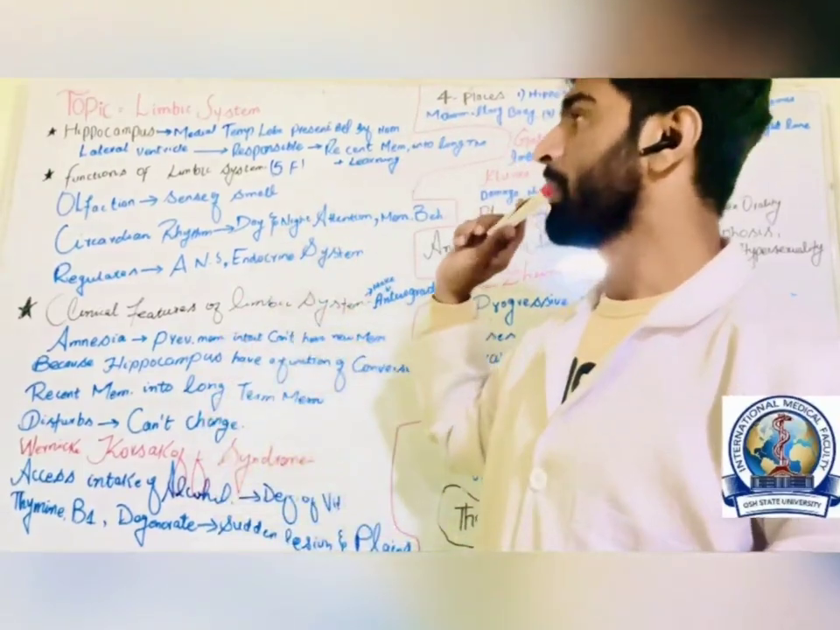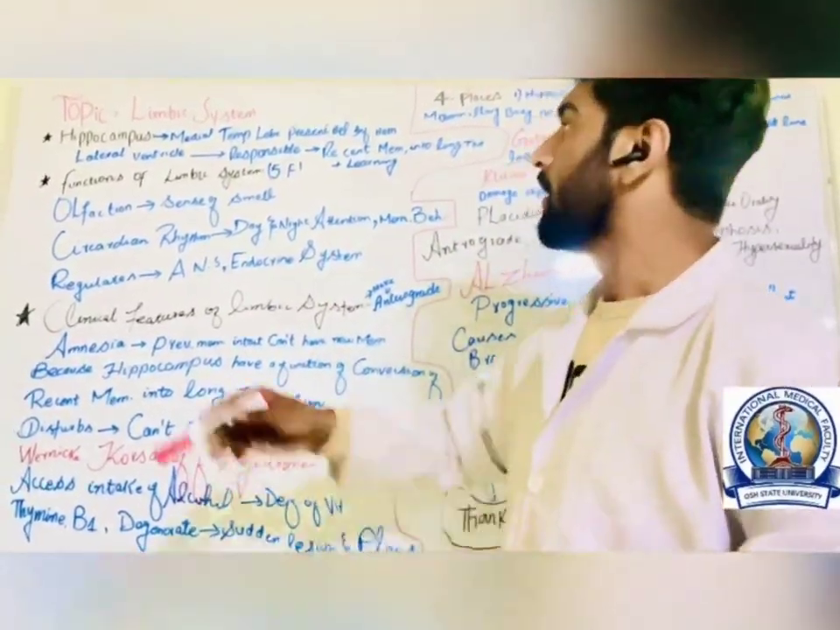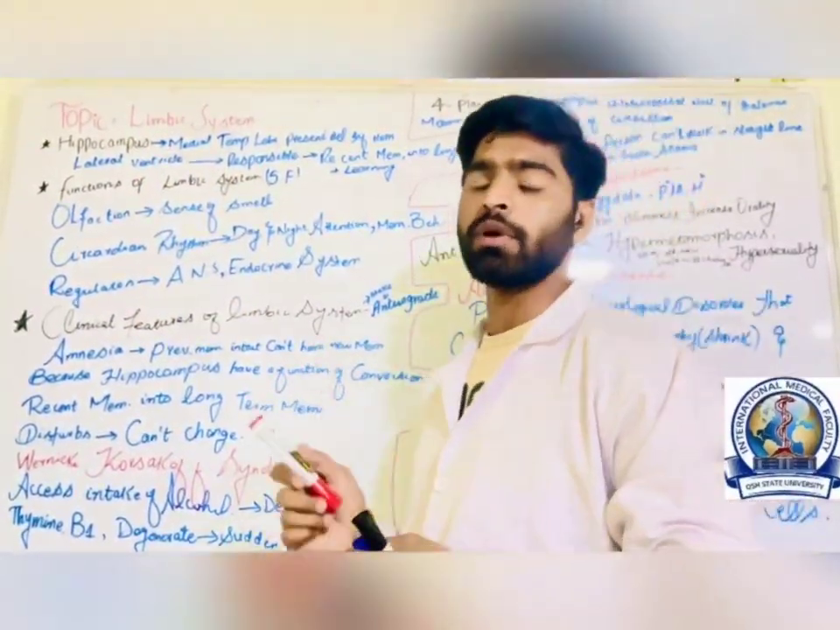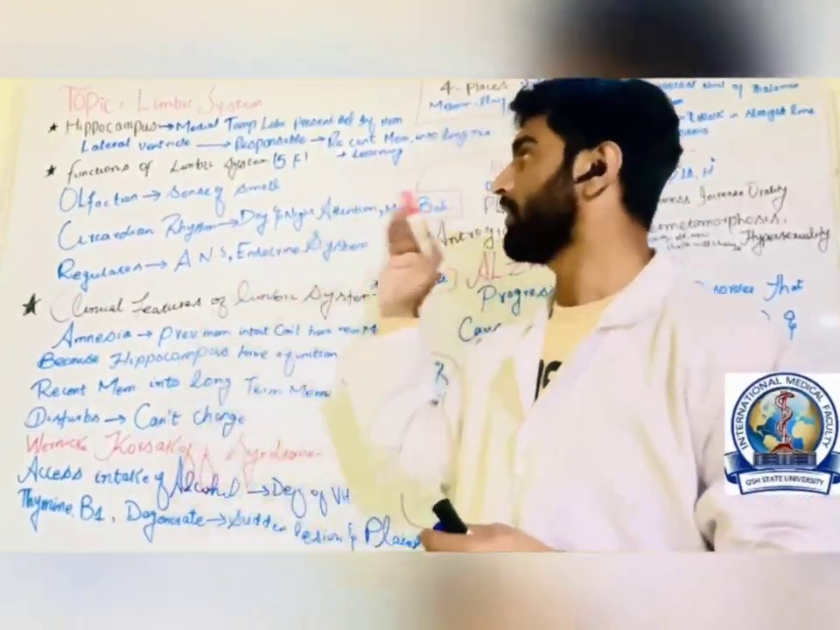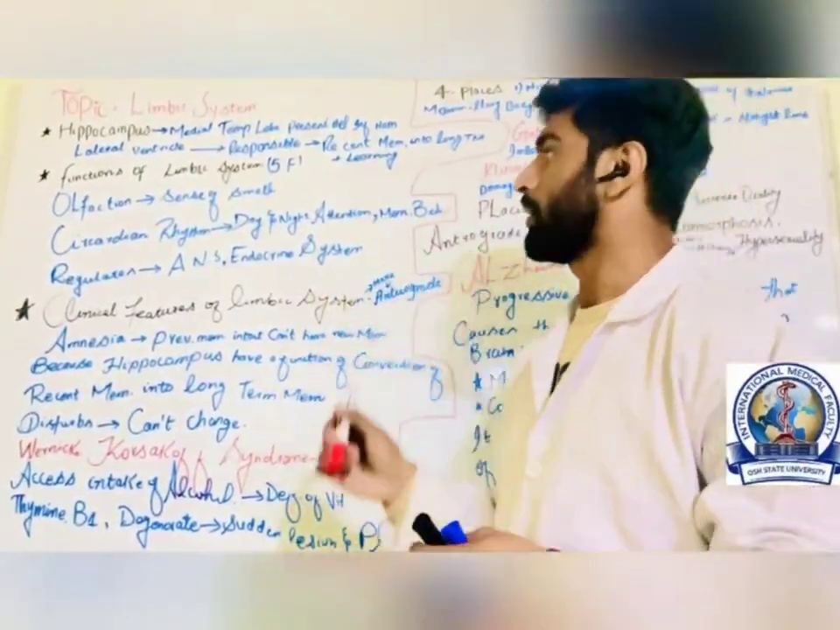Today I am presenting the topic: general overview of the limbic system, some functions and some diseases. In the limbic system, first we have the hippocampus. It is a part of the medial temporal lobe, present below the inferior horn of the lateral ventricle, and is responsible for recent memory and long-term memory.